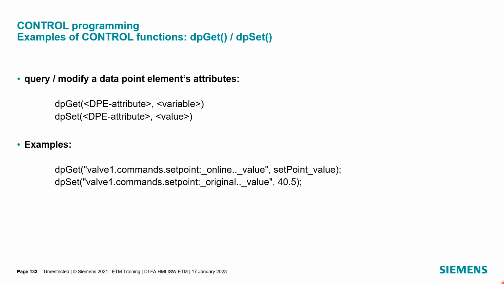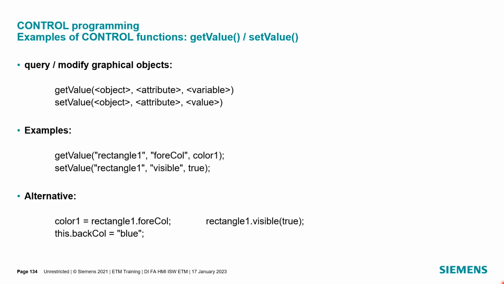So DP get and DP set. Let's also cover the last two functions. If you are able to change data point element attributes, there should also be a way to change attributes of graphical objects, and that is done with getValue and setValue.